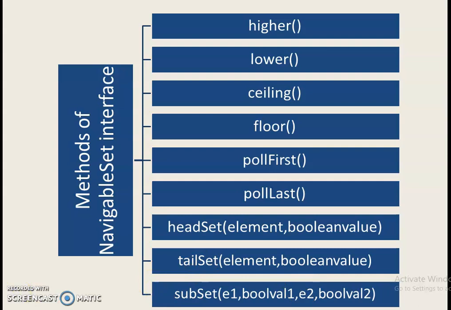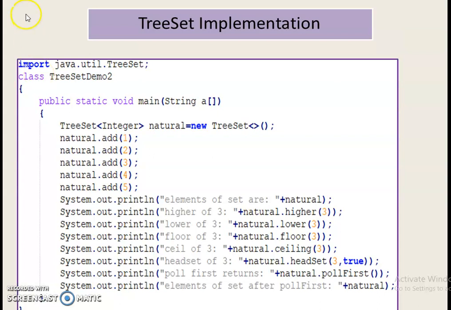Now let's understand these methods using Java code. So first of all we need to import java.util.TreeSet because we are dealing with TreeSet. Next we have a class named TreeSetDemo2. We have the main method. We are creating an object of TreeSet. So this is the syntax that we have discussed. Now we are adding elements to it using the add method and we are printing the value of natural. So it will print all the elements, right?